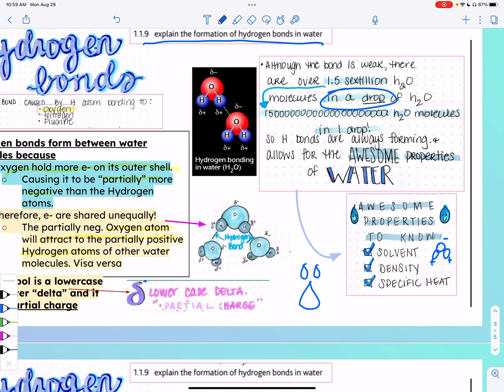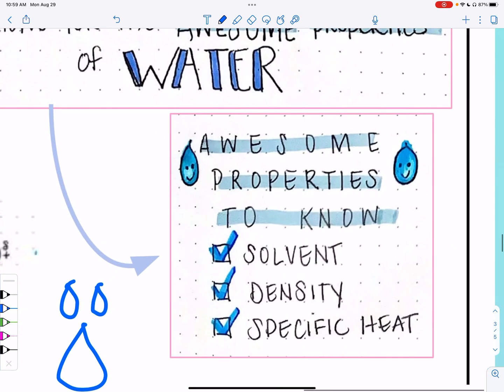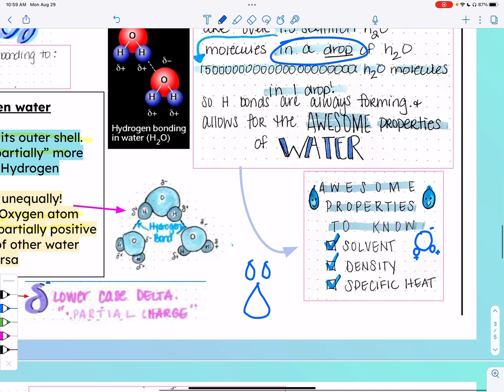It can also dissolve ionic bonds, because ionic bonds have unequal charges. Your metals are giving electrons away while the nonmetals are taking them. In terms of density, the solid can float when it's in its liquid. And then specific heat. There's so many bonds that it can really hold its temperature really well. It takes a lot of energy to change that temperature, to start to break those bonds.